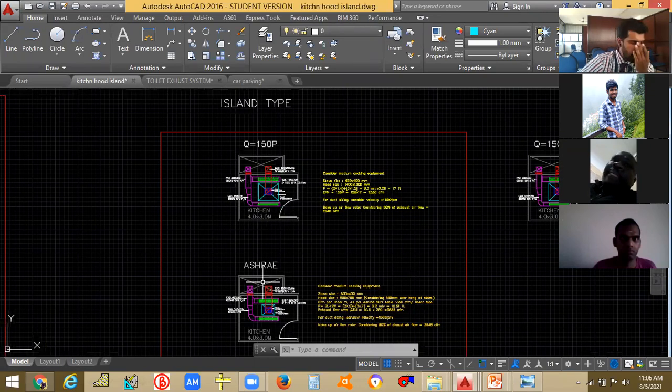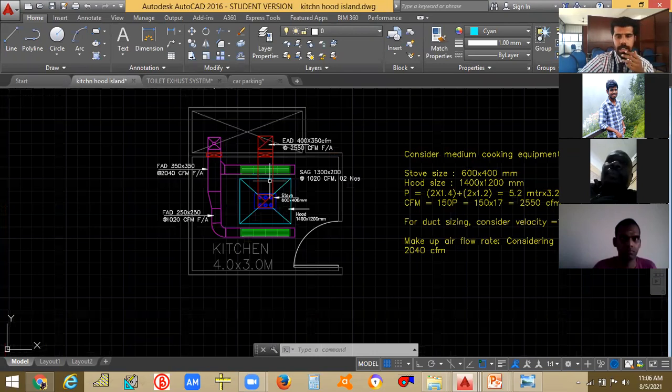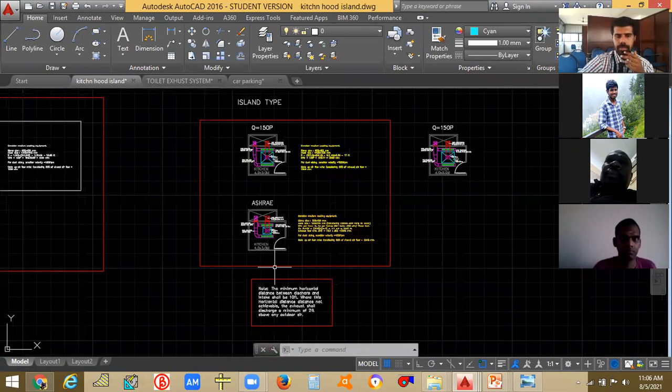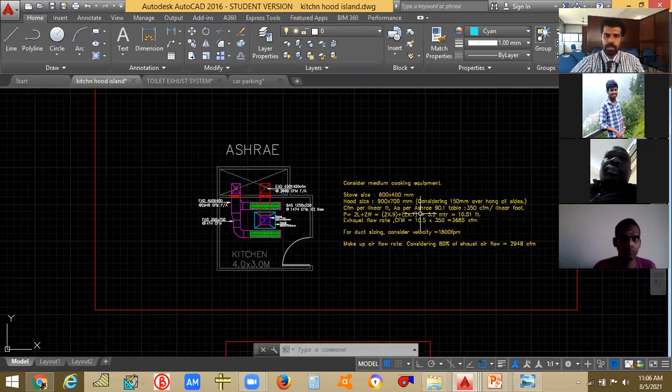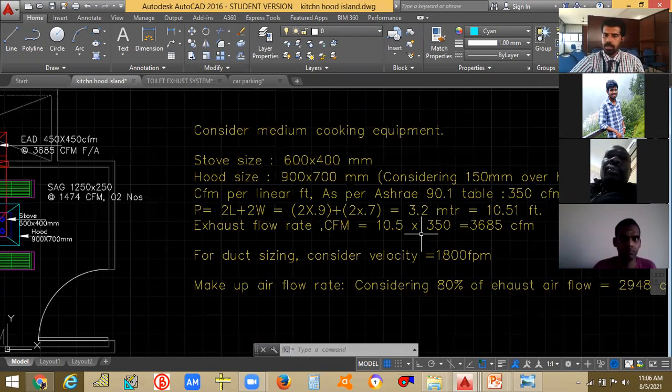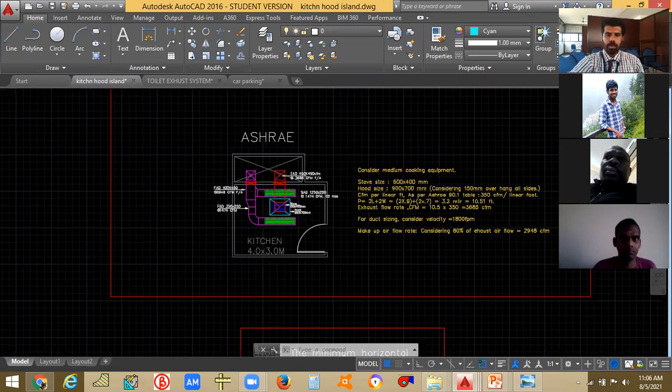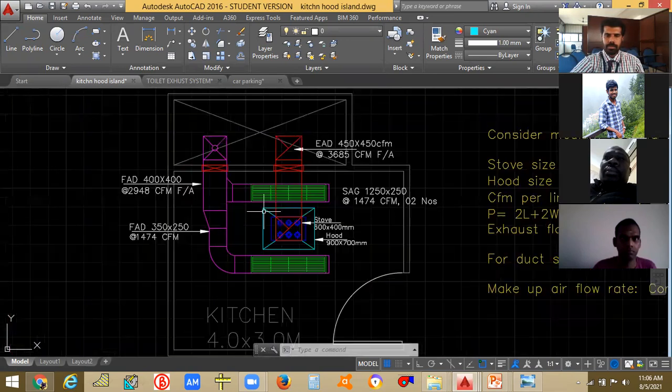This is the Magna method and this is the ASHRAE method. You can use any method, that's not an issue. Best, you go for the Magna method. You just go with the formula, that will be better. You can use any formula or any method, that's not a problem. You'll be getting the same. So this is the kitchen hood.